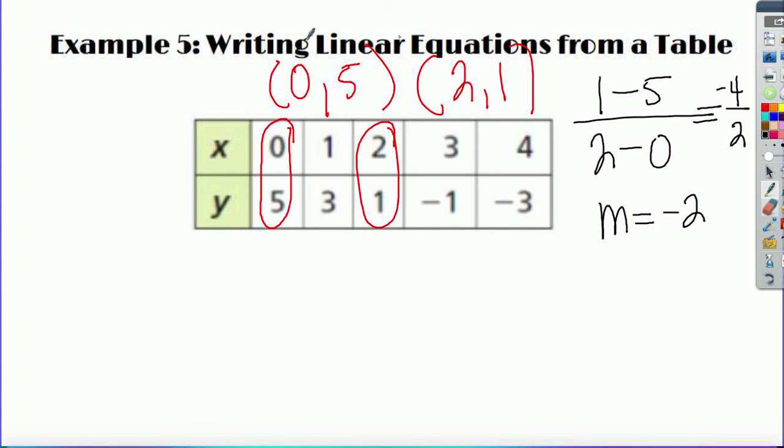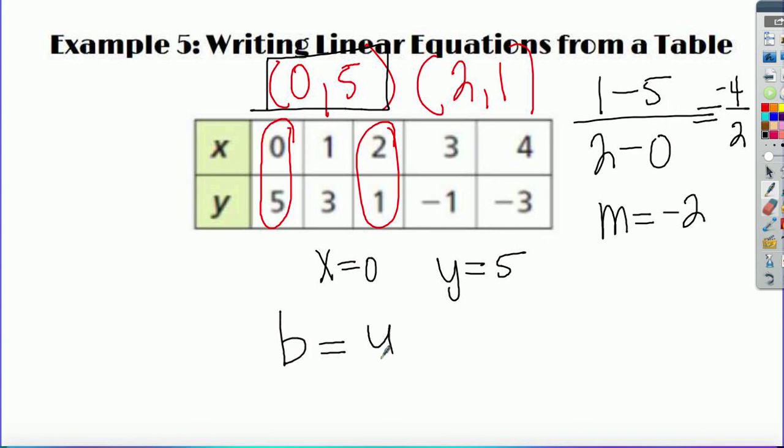Previously, when we had 2 ordered pairs, we were picking one of the points to use for an x and a y value. I would pick the first one and say that x is 0 and y is 5. And to find the y-intercept, I would plug it into that formula we've been using of b is equal to y minus mx.